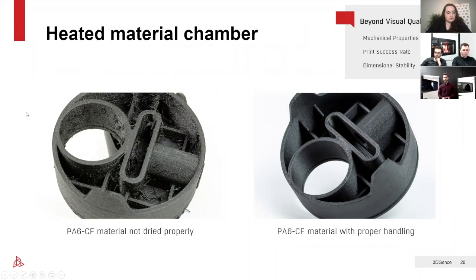As you can see on the left, that's the material which was not dried and not prepared correctly. And on the right, we have the material which was maintained correctly through the whole printing process. It is beyond the visual quality. It's also about the mechanical properties and dimension stability of the printed object.